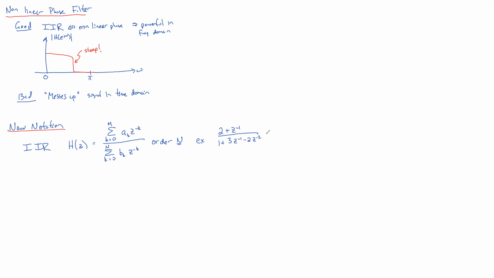Just as an example, here's an example of an IIR filter. And you know it's IIR because its denominator is not equal to 1. So it's got to have a bunch of poles off the origin.